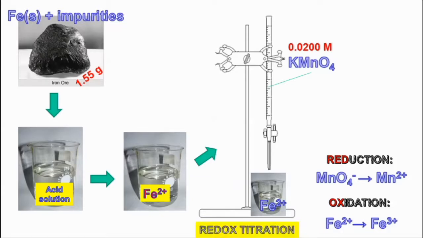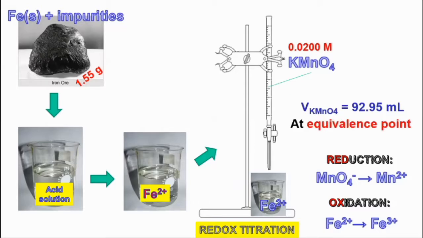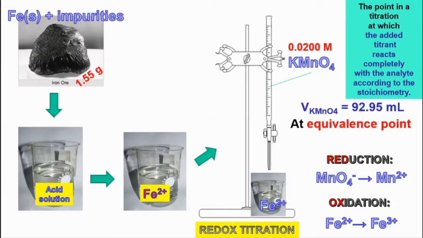Redox titration. Right, and then the last statement in this question tells us that this titration requires 92.95 milliliters of potassium permanganate to reach the equivalence point. What is the equivalence point? Sounds familiar, right? I know you have heard it somewhere before. So the equivalence point means the point in a titration at which the added titrant reacts completely with the analyte. What is the titrant here? Yes, the titrant is potassium permanganate.